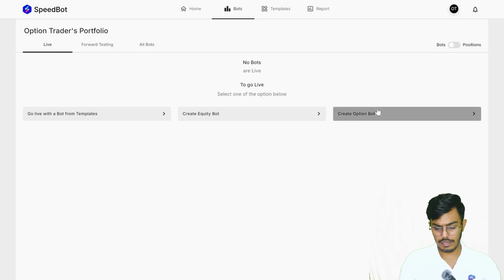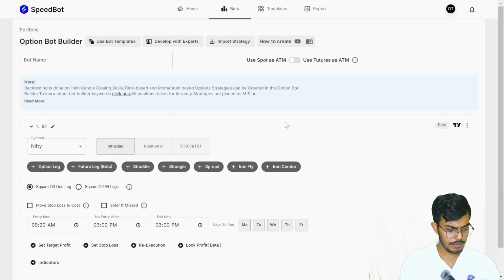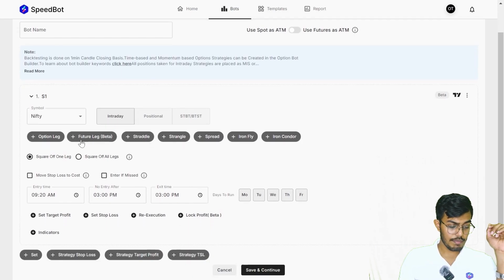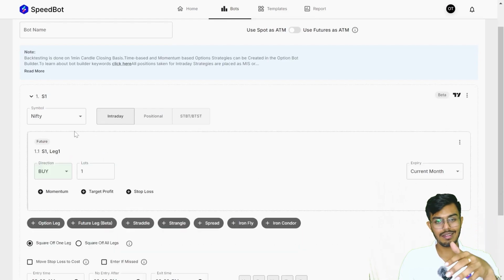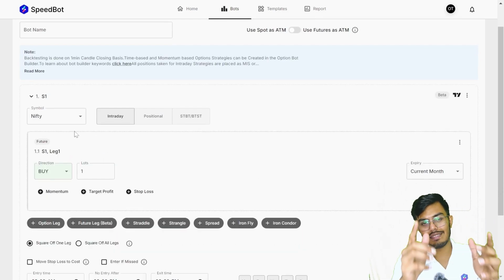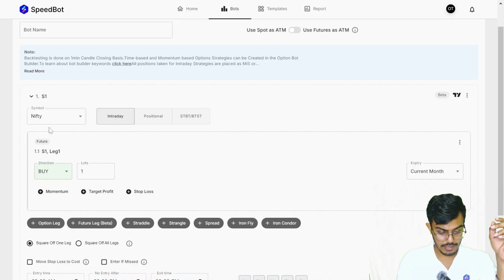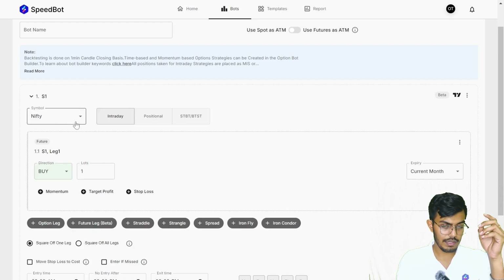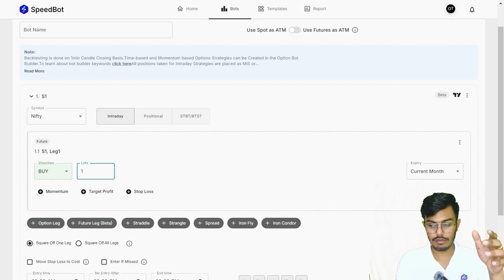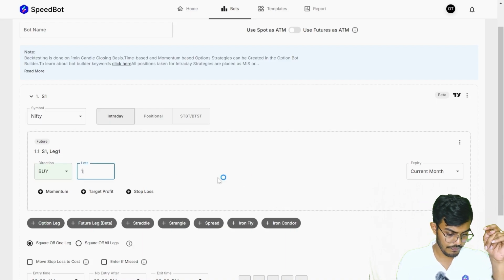So how can you do that? Let us first understand. If you go to the options bot builder, most of us are pretty familiar with these things. Now, if you're able to see a button by the name futures leg, you'll be able to click over there. What this does is it selects the symbol's future contract. Over here, the symbol that we have selected is Nifty, so it will select a Nifty contract in the futures segment. Whatever lots I would like to define, I'll be able to choose from my side.